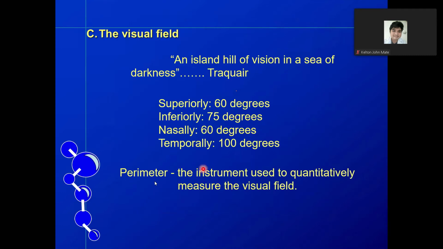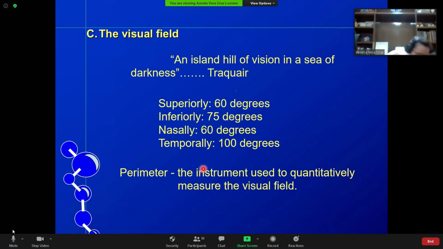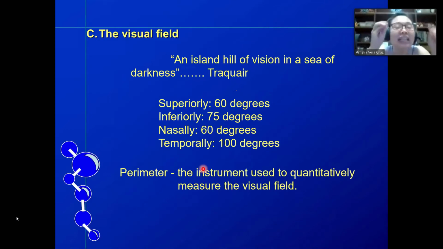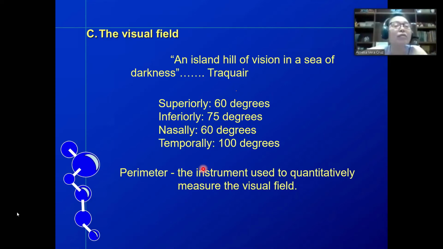So, the visual field. It is defined, parang poetic kasi si Traquair, ha? An island hill of vision in a sea of darkness. Wow, hanep. Parang kay drama. Okay. Imagine kasi that island hill is actually your macular area. Towards the periphery, kasi the macula is that part of your retina na very acute ang vision mo. Towards the periphery, nagdi-diminish na ang vision mo.